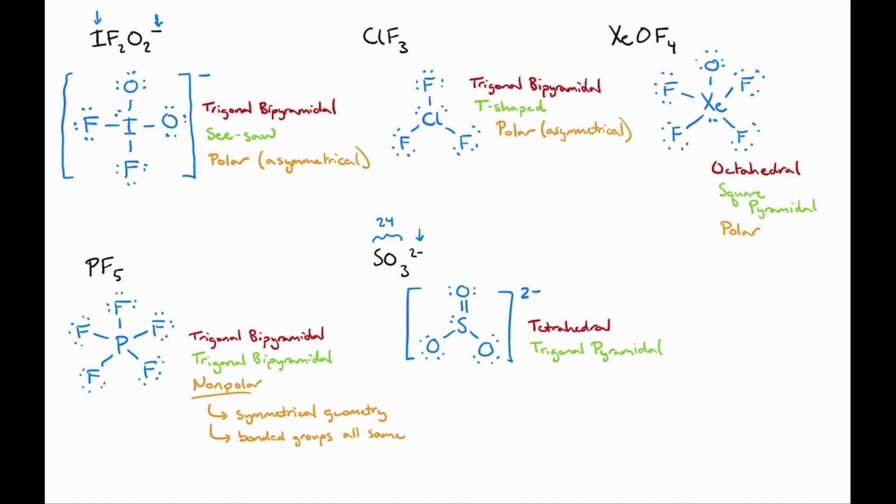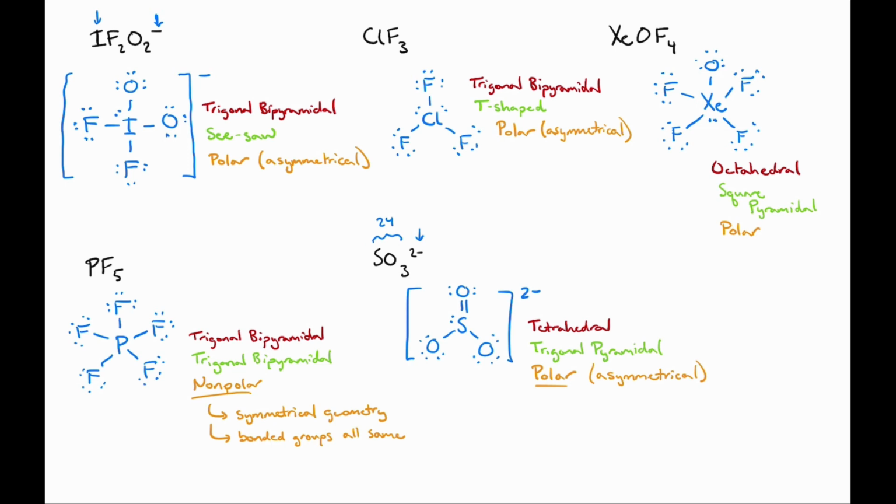Once again, because this is an asymmetrical shape, we can tell right away that this one is going to be polar, because that one lone pair is definitely going to ruin the symmetry of this structure and cause the dipoles not to completely cancel out. All right, so hopefully that's some good practice for simple atoms that have some pretty complex molecular shapes.